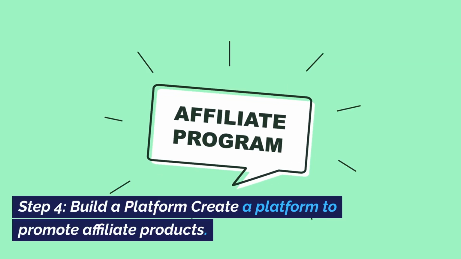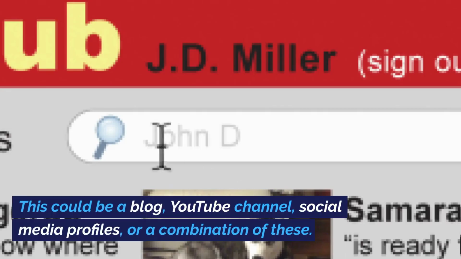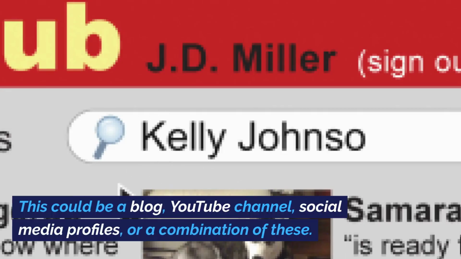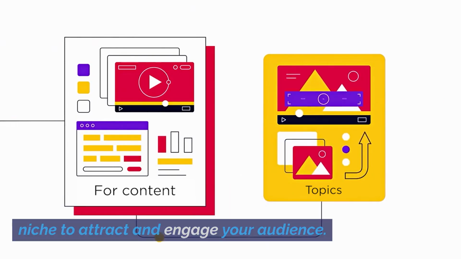Step 4. Build a platform. Create a platform to promote affiliate products. This could be a blog, YouTube channel, social media profiles, or a combination of these. Focus on building quality content related to your niche to attract and engage your audience.